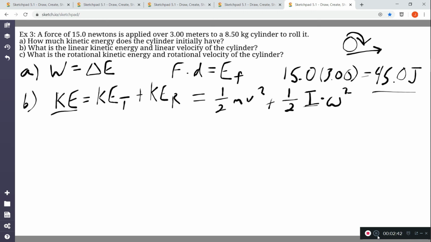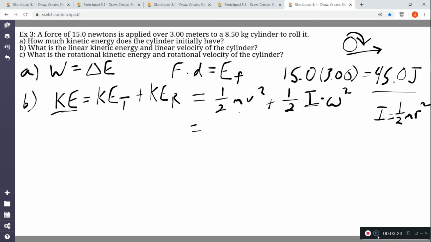Now, if we look at this, we've actually got some decent information here. We know our kinetic energy, we know our mass, but we don't know any of our rotational information. So what we're going to do is use what we know about moments of inertia and angular velocities to make this work out. First of all, we have to look up the moment of inertia for a cylinder. Remember, every shape has its own moment of inertia. The moment of inertia for a cylinder is 1/2 mr squared. Now, we definitely weren't given the radius, so that's going to be a trick here.